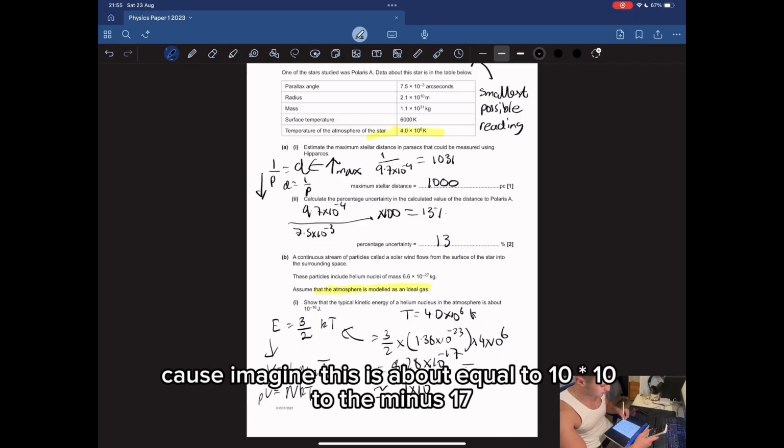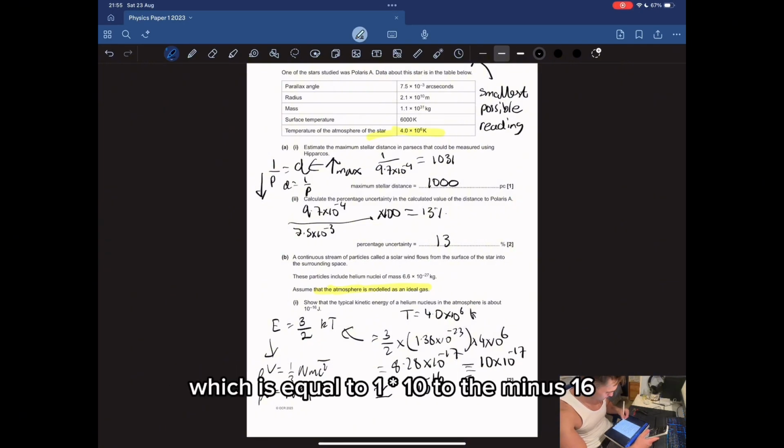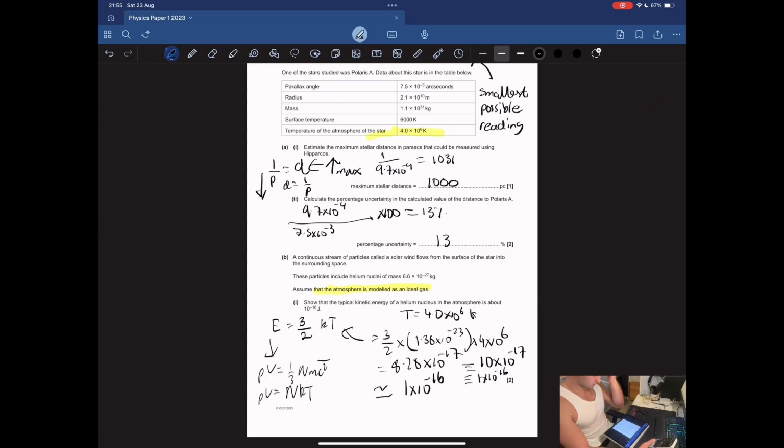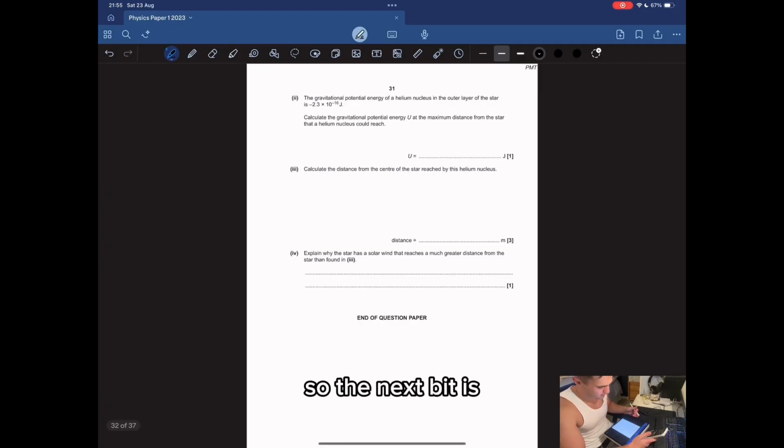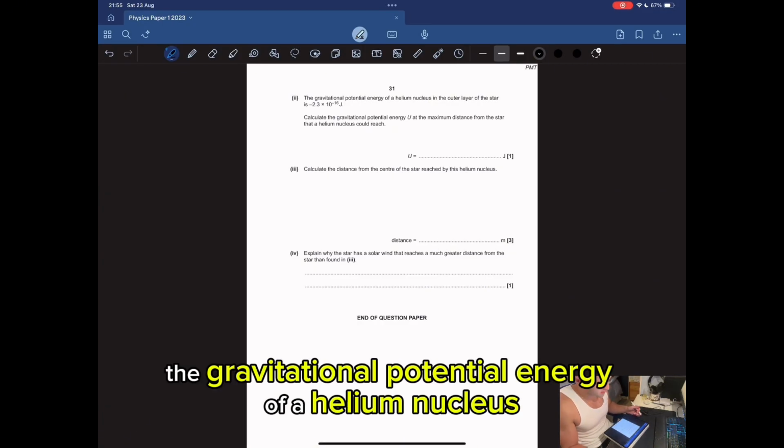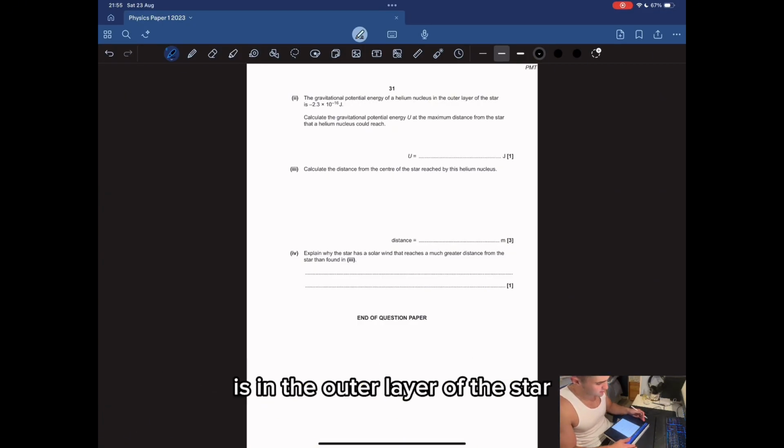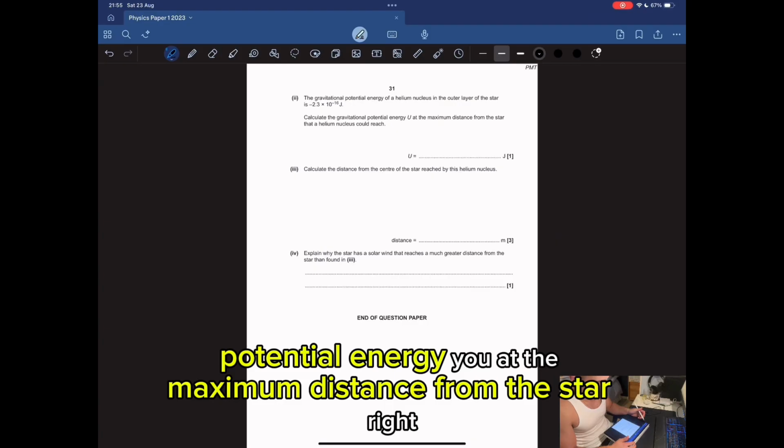Because imagine this is about equal to 10 times 10 to the minus 17, which is equal to 1 times 10 to the minus 16. Okay, so that's proved. That's good. So the next bit is the gravitational potential energy of a helium nucleus in the outer layer of the star is minus 2.3 times 10 to the minus 16 joules. Calculate the potential energy U at the maximum distance from the star.